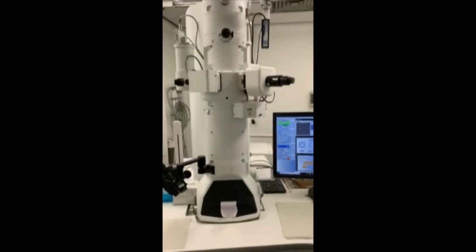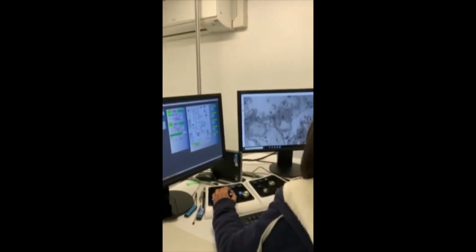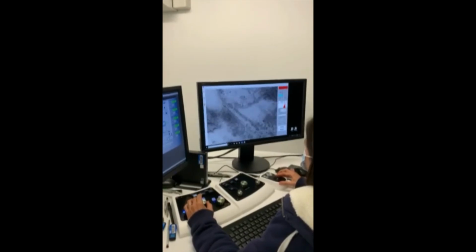This is our transmission electron microscope. The microscope uses electrons to create an electron beam which passes through the stained tissue sections. This creates an image of the tissue which is captured using a digital camera.